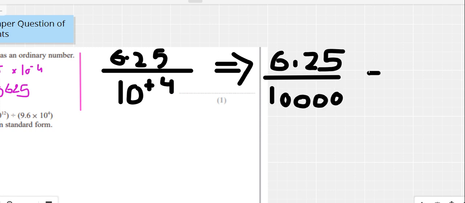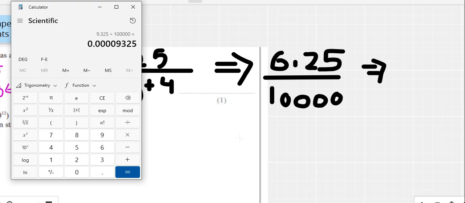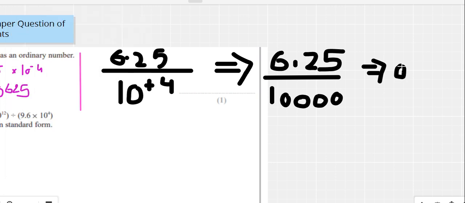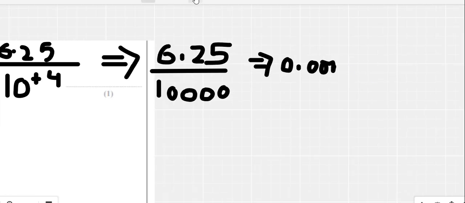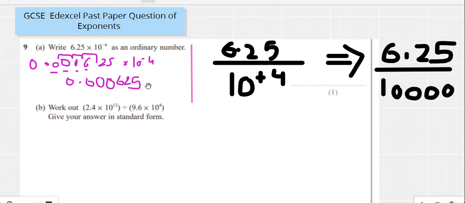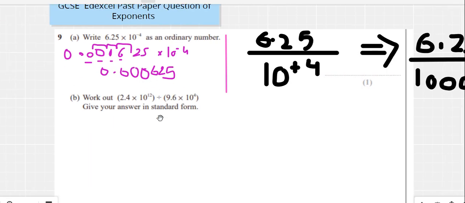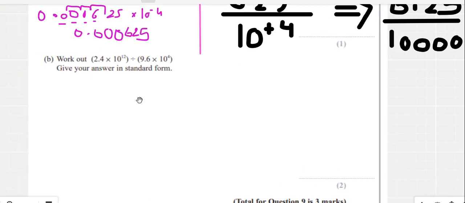And now we will divide it by 10,000. So 6.25 divided by 10,000, and you will see that we get the same answer. There are two ways to solve this question: 1, 2, 3, and 4. So 6.25 over 10,000 is 0.00625. You can see that I got the same answer here, 0.00625. That's our answer. Okay, now we will move on to the B part.